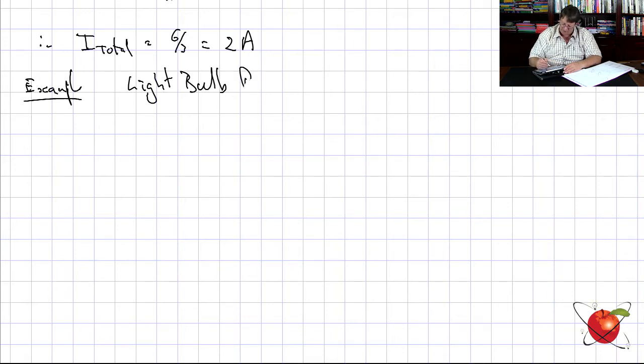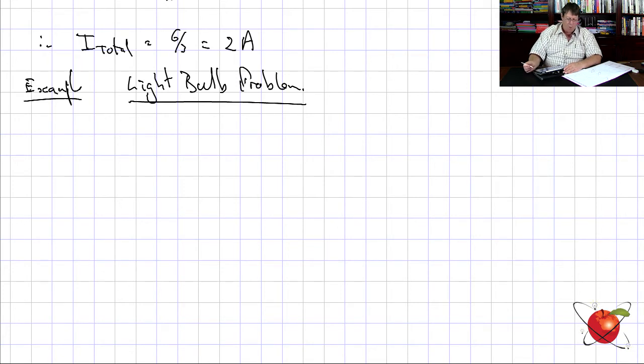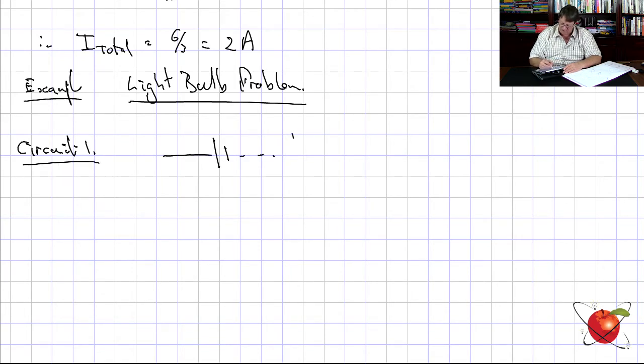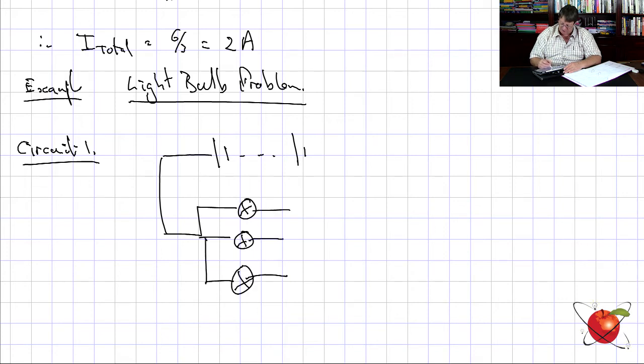The light bulb problem. What do I mean? Well, we get circuit 1. Circuit 1 looks like this. Just basically a battery like that, just to push some charge around. And we're going to have a light bulb there, a light bulb there, a light bulb there. And they're going to ask us various questions about this circuit.